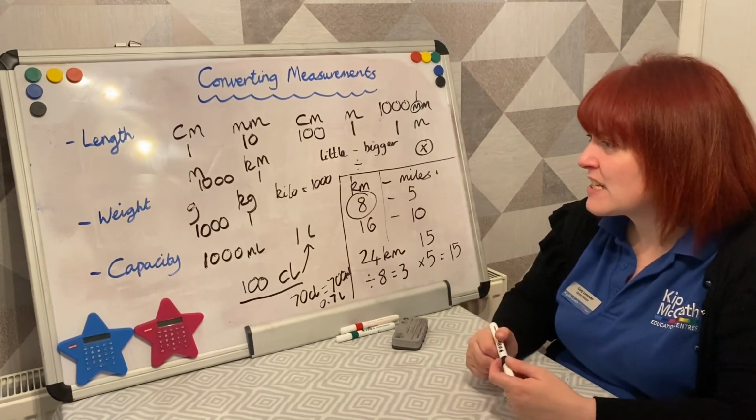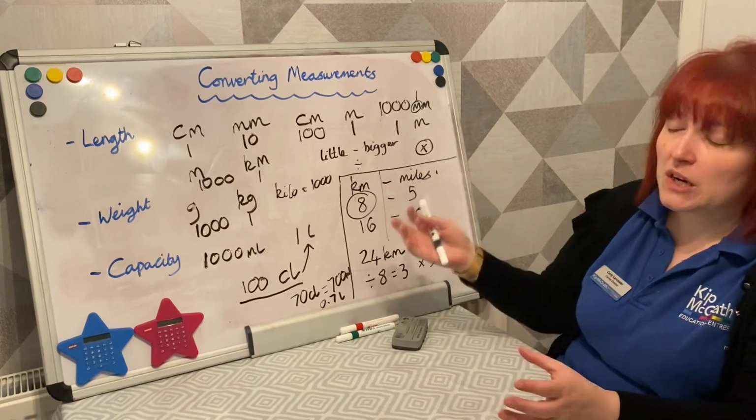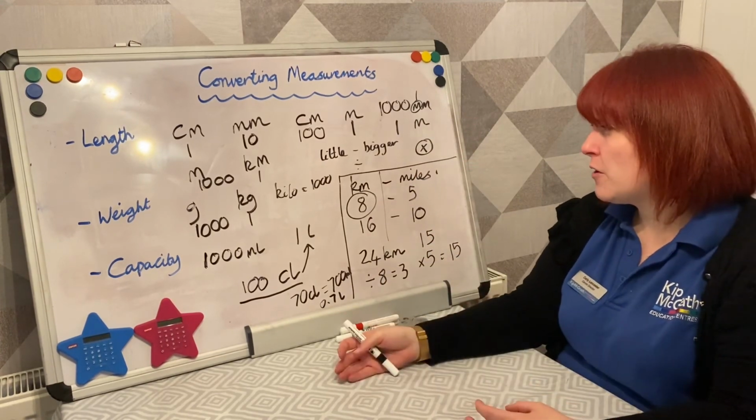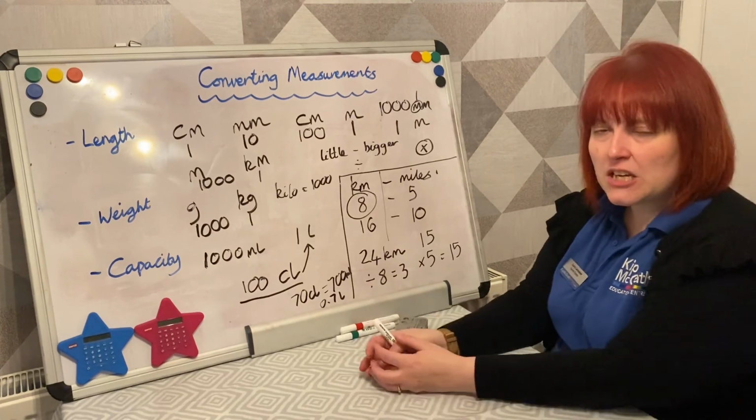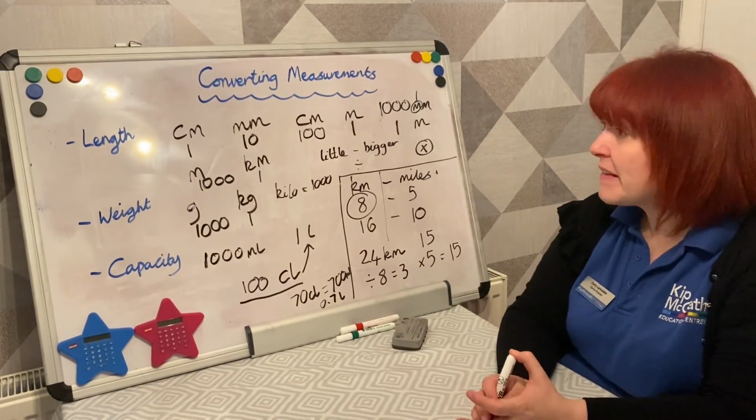And unfortunately, it's going to be a case of learning the different rules and remembering that when we're going from the little unit to the bigger unit, we divide. When we're going from the bigger unit to the little unit, we times. And that should be everything.